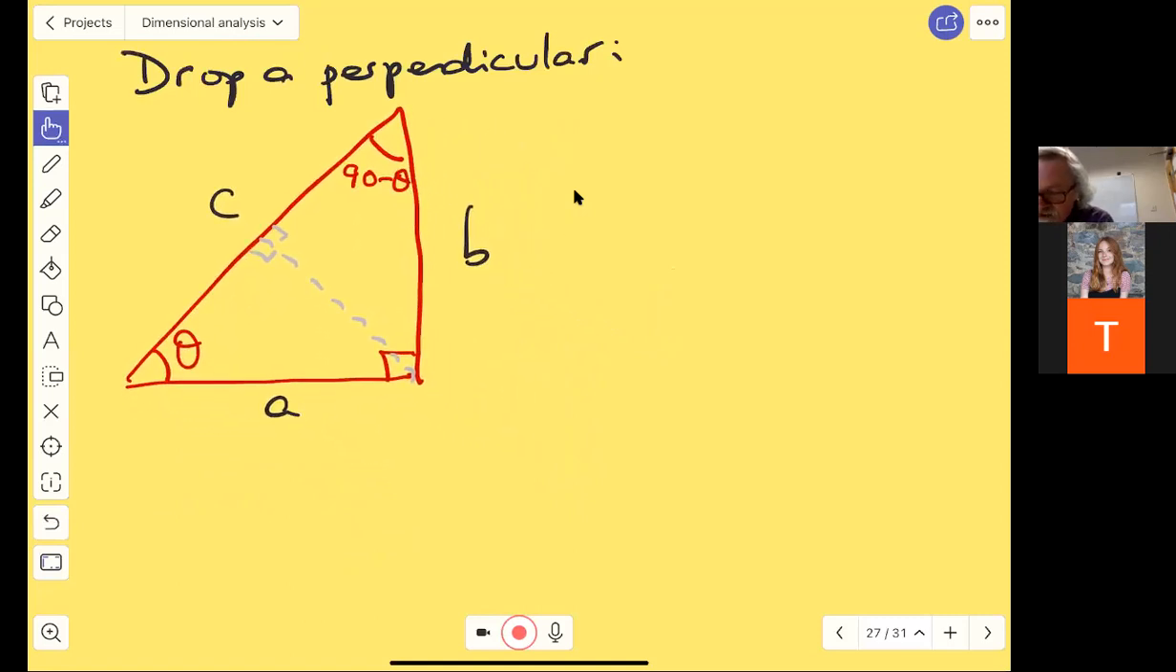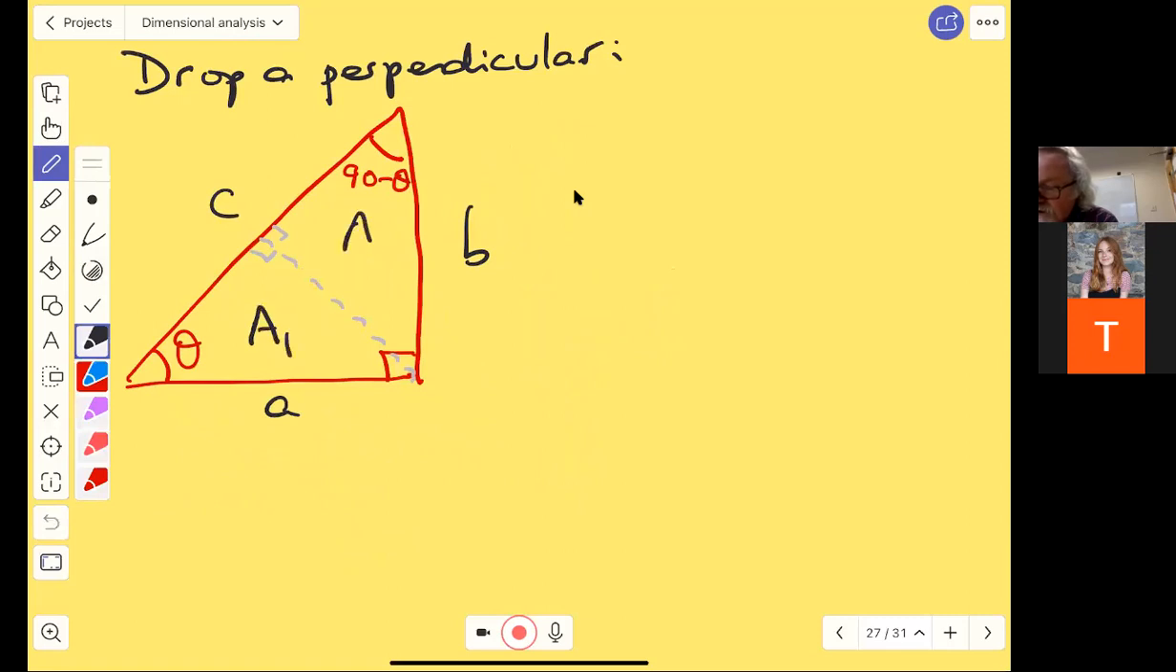What I'm doing here, though, is I've dropped a perpendicular here, and that means that I've broken my triangle into two triangles, both right angle triangles, and I'm going to say that this has got area A1 and this has got area A2. So the total area of our triangle is A1 plus A2. And the area of our overall triangle, remember we said that was some number times the hypotenuse squared. So what can we say about A1 and A2?